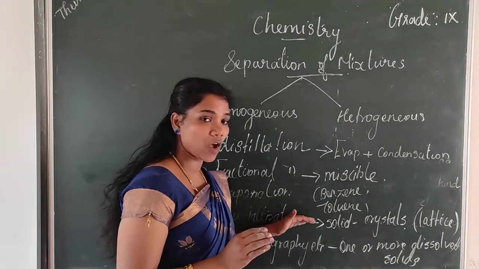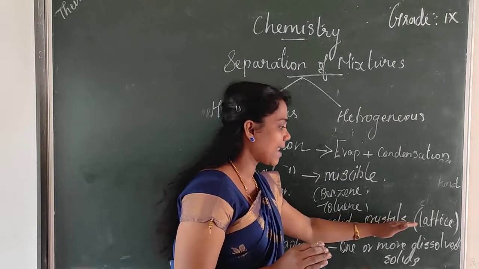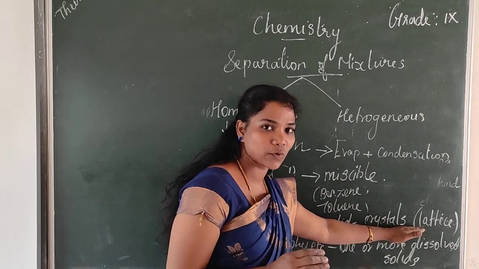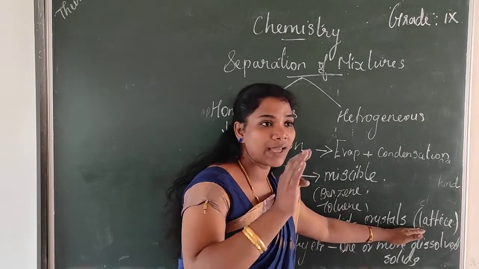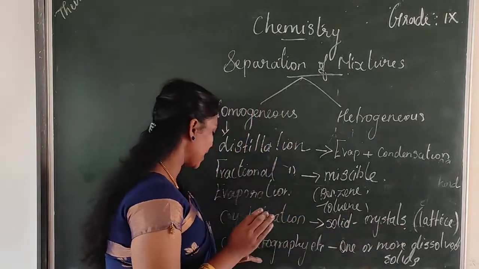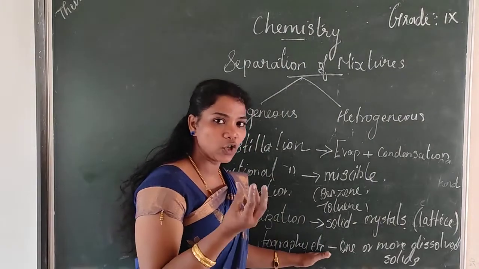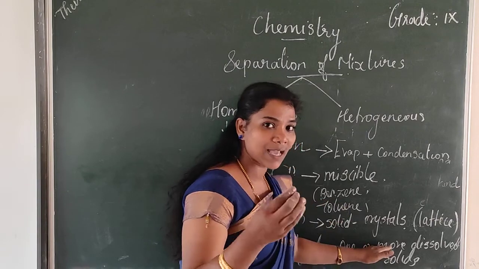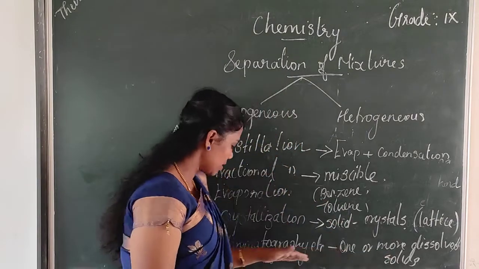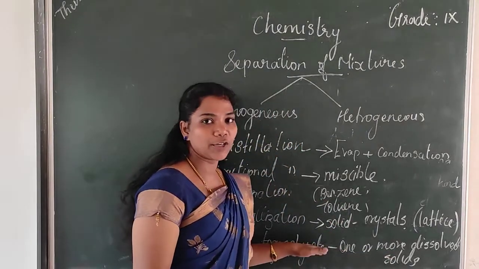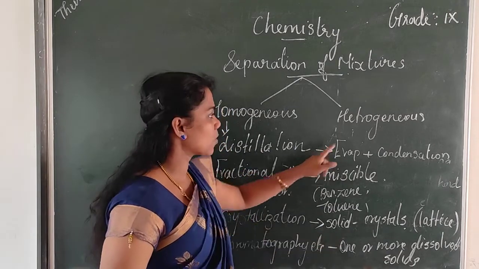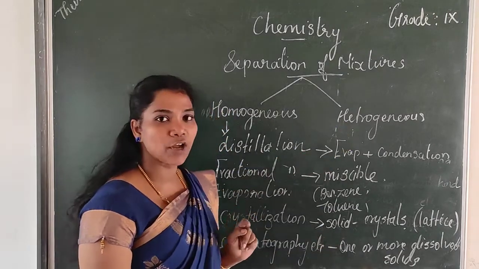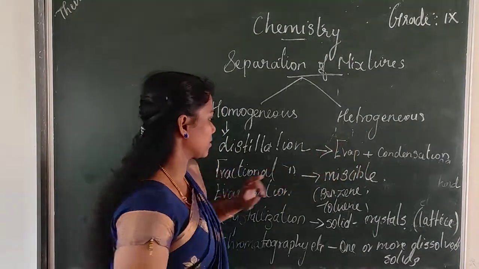From the solution, solids are crystallized in the form of a lattice. For example, sodium chloride, where a well-defined arrangement of atoms will be there. Okay. Next one, chromatography. If a solution contains more dissolved solids, each type of solid can be separated from the solution by using which technique? Chromatography.